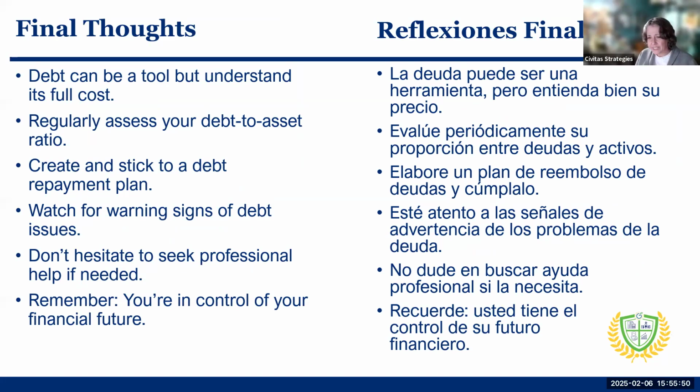We're going to look at our debt to asset ratio. We're going to get a plan. We're going to stick to that repayment plan. We're going to always be aware of those warning signs. Don't hesitate. If you need help, get professional help. And what's that last key part? You're in control of your financial future.